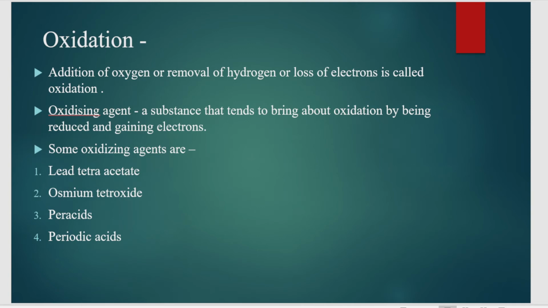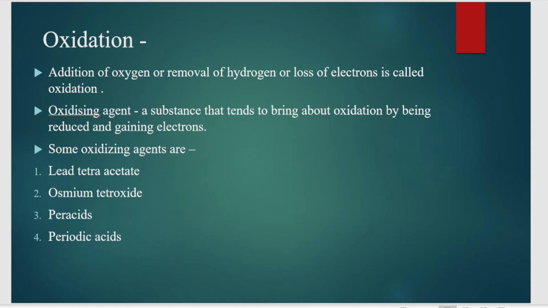So what is an oxidizing agent? Tell me. Oxidizing agent is a substance that can oxidize another species, but what happens to that oxidizing agent? It itself undergoes reduction. So oxidizing agent, these are species which can carry out oxidation of another substance or another species, but itself undergoes reduction during this process.